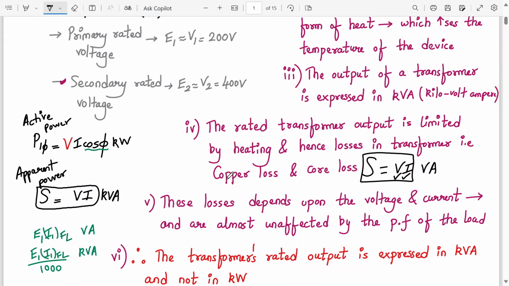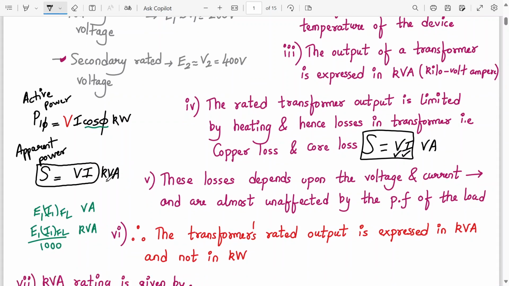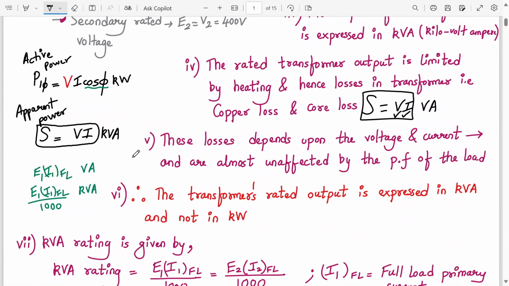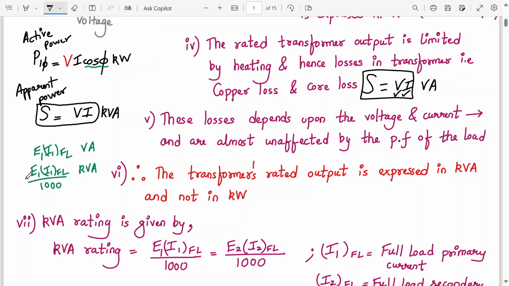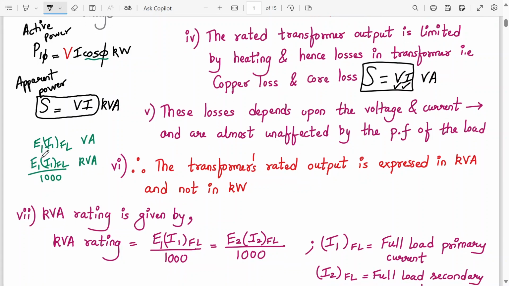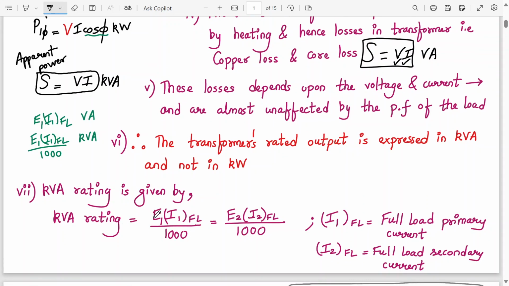Yes. See, active power in a single phase circuit is VI cos phi. Now we are saying that the power factor of the load is independent of the losses. So the apparent power will be V into I. This is the power which is the kVA rating of the transformer. Okay. So if we want to convert VA rating into kVA rating, the kVA rating is given by E1 into I1 at full load divided by 1000 is equal to E2 into I2 at full load divided by 1000.